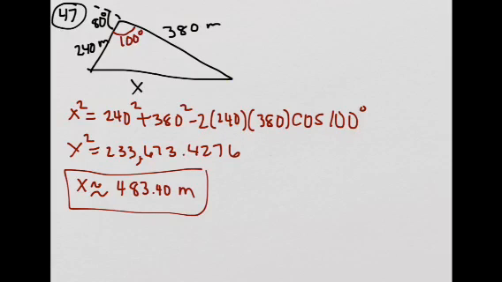So this time, instead of evaluating these two and putting the sum here, I just plugged it into the calculator exactly as I saw it, and this is what you get. And then don't forget, this is x squared, so you need to take the square root of both sides, and you get this as your answer, 483.40 meters.